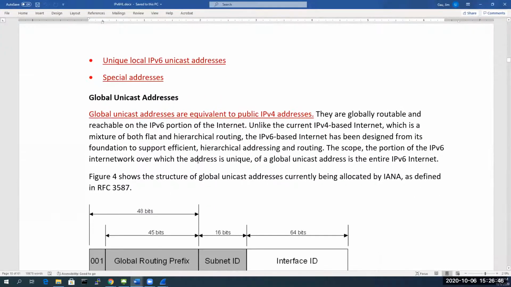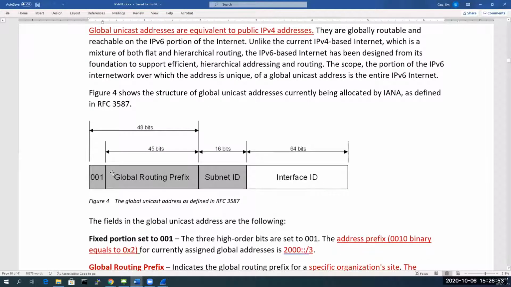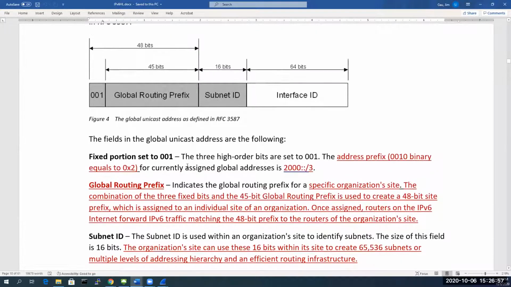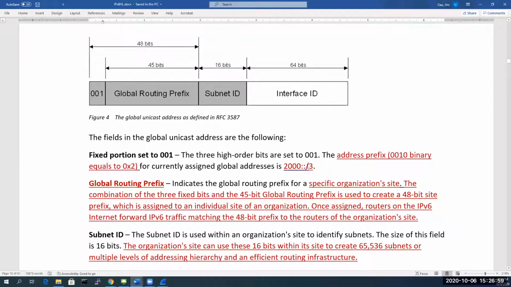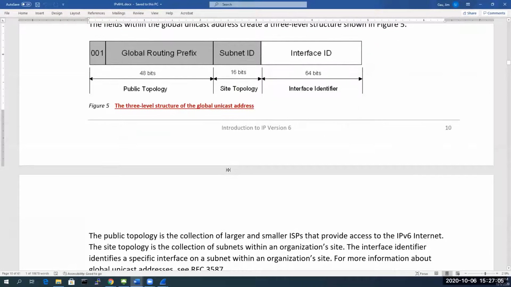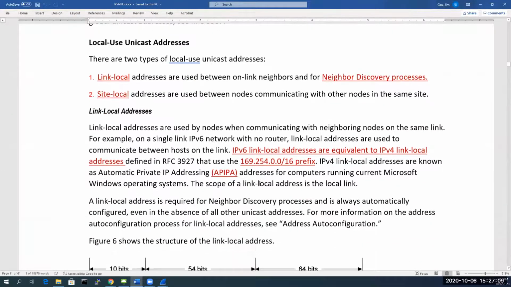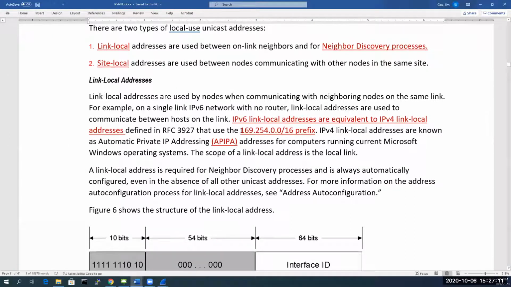And there are some special addresses too. We'll look into it. All right, so this is the format of some of those definitions. I'm going to leave that to you. Only a very small space has been allocated and used, so you're going to read through that yourself. We're going to talk about the link local address a lot. So it's equivalent to that prefix.